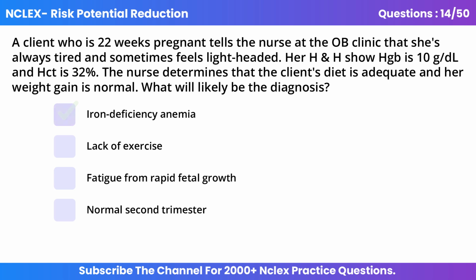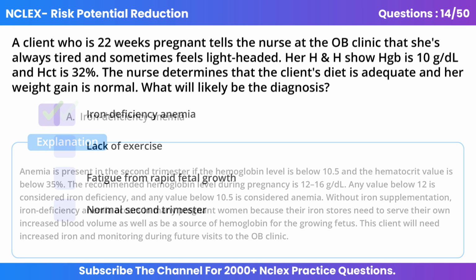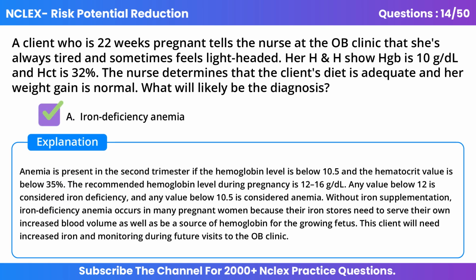A. Iron deficiency anemia. Anemia is present in the second trimester if the hemoglobin level is below 10.5 and the hematocrit value is below 35%. The recommended hemoglobin level during pregnancy is 12 to 16 g/dL. Any value below 12 is considered iron deficiency, and any value below 10.5 is considered anemia.